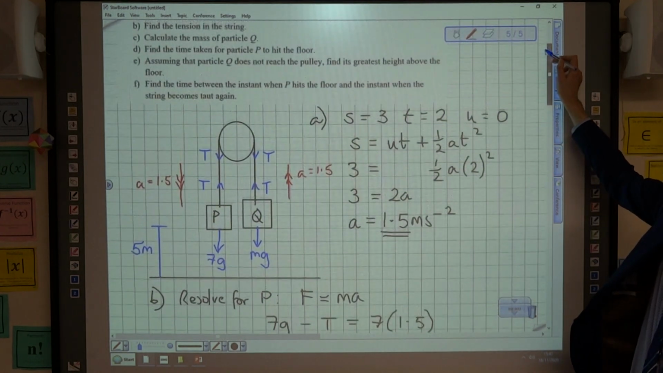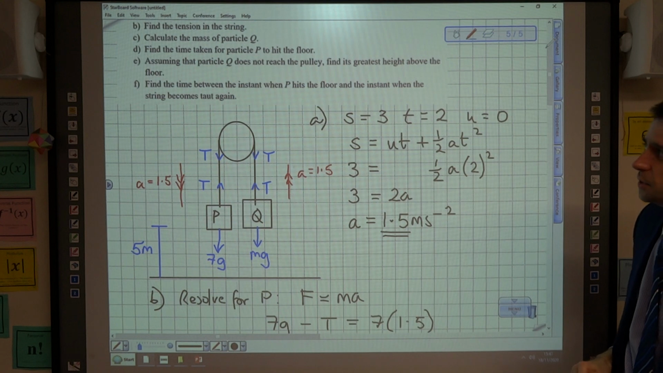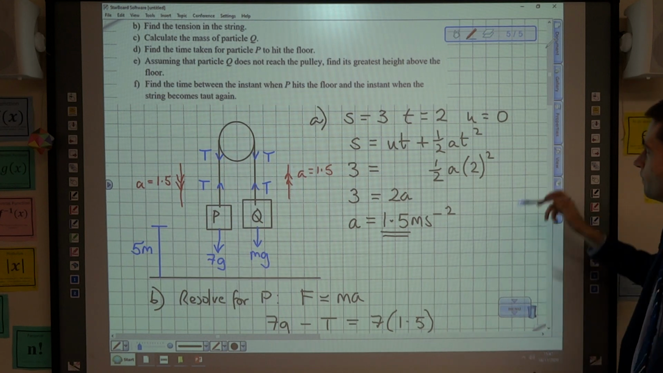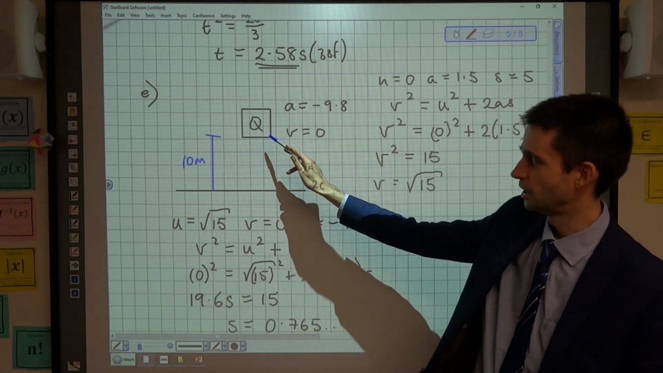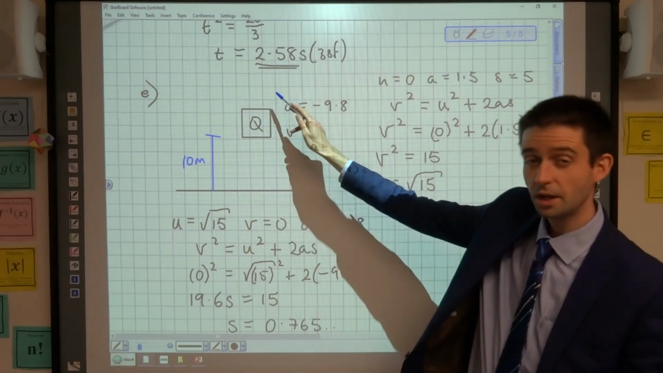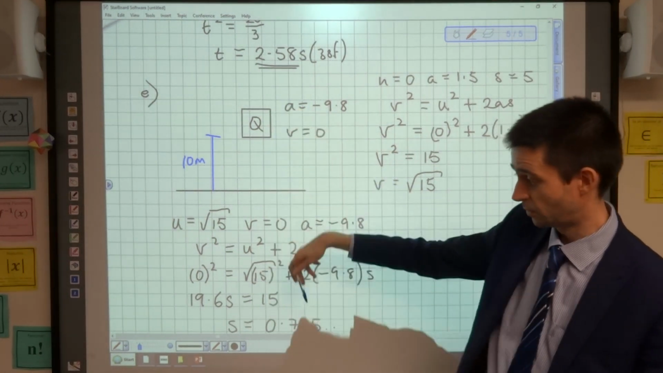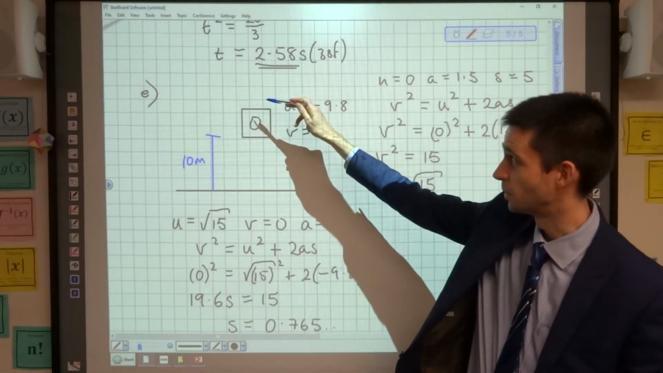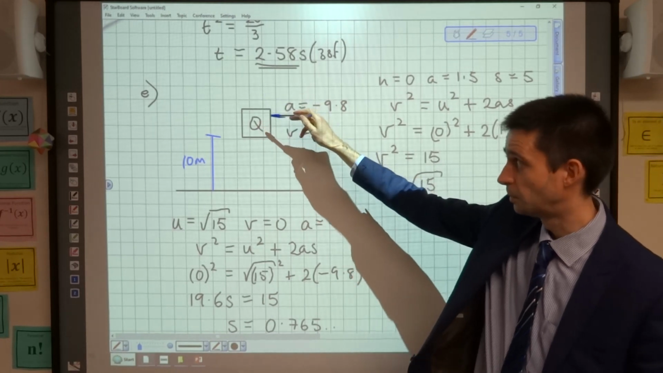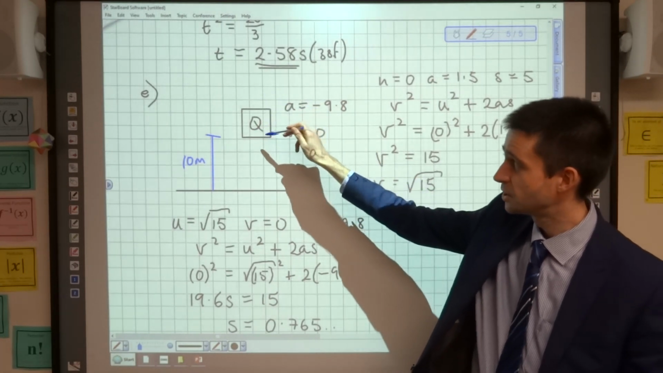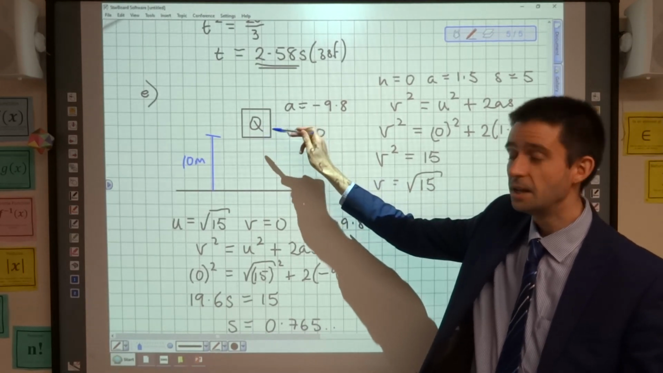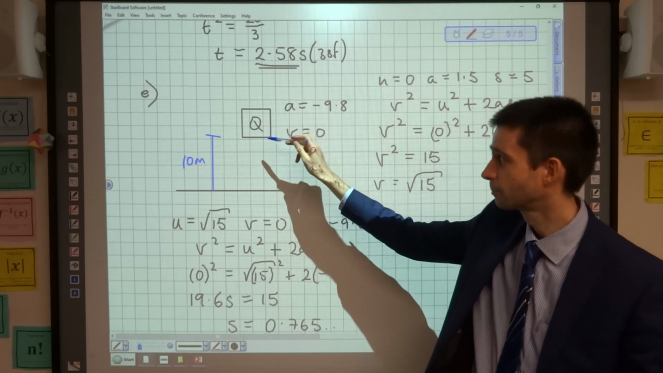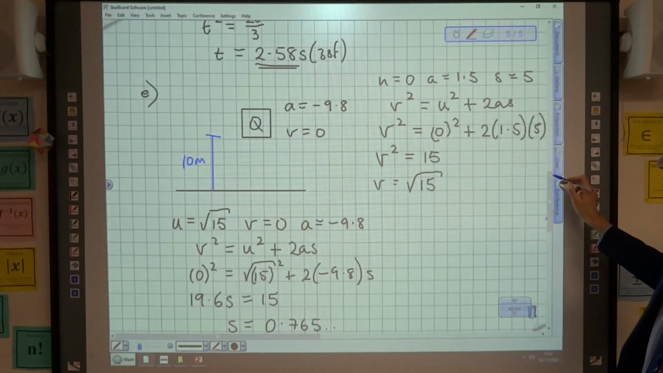Finally, find the time between the instant when P hits the floor and the instant when the string becomes taut again. So let's just consider this particle here, Q. It's going to go on its journey moving freely under gravity for 0.765 metres, as we just worked out, and then it's going to fall back down again. And when it gets back to the point at which it started, 10 metres above the ground, then the string will become taut again. So we've got a number of options here.